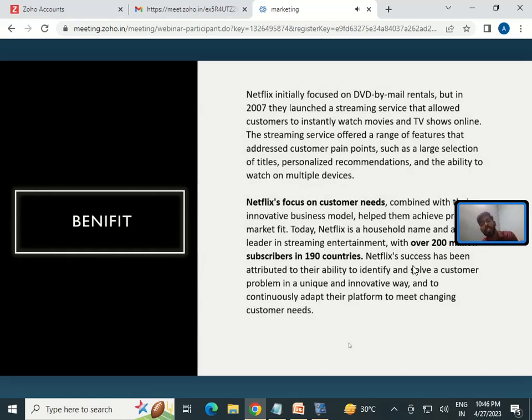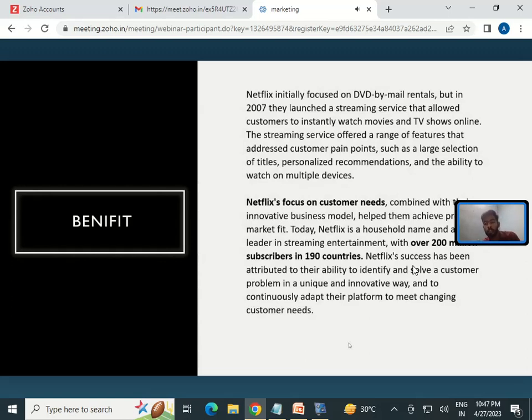Now Netflix focuses on customer needs. What are the other needs, and how is the Netflix team getting them? Doing the research, collecting feedback from the customers on what more things we can improve, and then just improving. Combined with their innovative business model, this helped them to achieve product market fit. Today Netflix is a household name and global leader in streaming entertainment. Even though Jio Cinema was in the race with the IPL, and other OTTs like Hotstar, still Netflix is a brand.